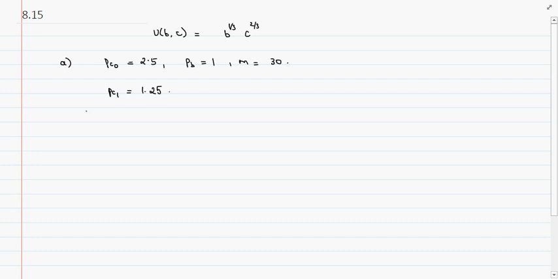Okay, so first of all we just have to write out a budget constraint. The original budget constraint is going to be PB times B plus PC0 times C, and that's just equal to income. So PB is 1 times B is B, plus 2.5C, and that has to be equal to income. So this is the original budget constraint.